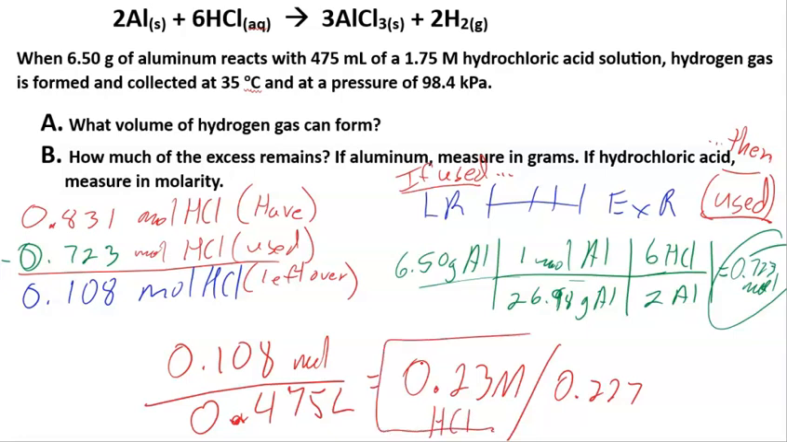So this is the molarity left over, which makes sense because we started off with 1.75 molar, and we used a lot of it because the difference between how much we can make was small, which means we used up a good portion of it, and 0.23 compared to 1.75 is a good portion used up. So this makes a lot of sense. I hope this helped.